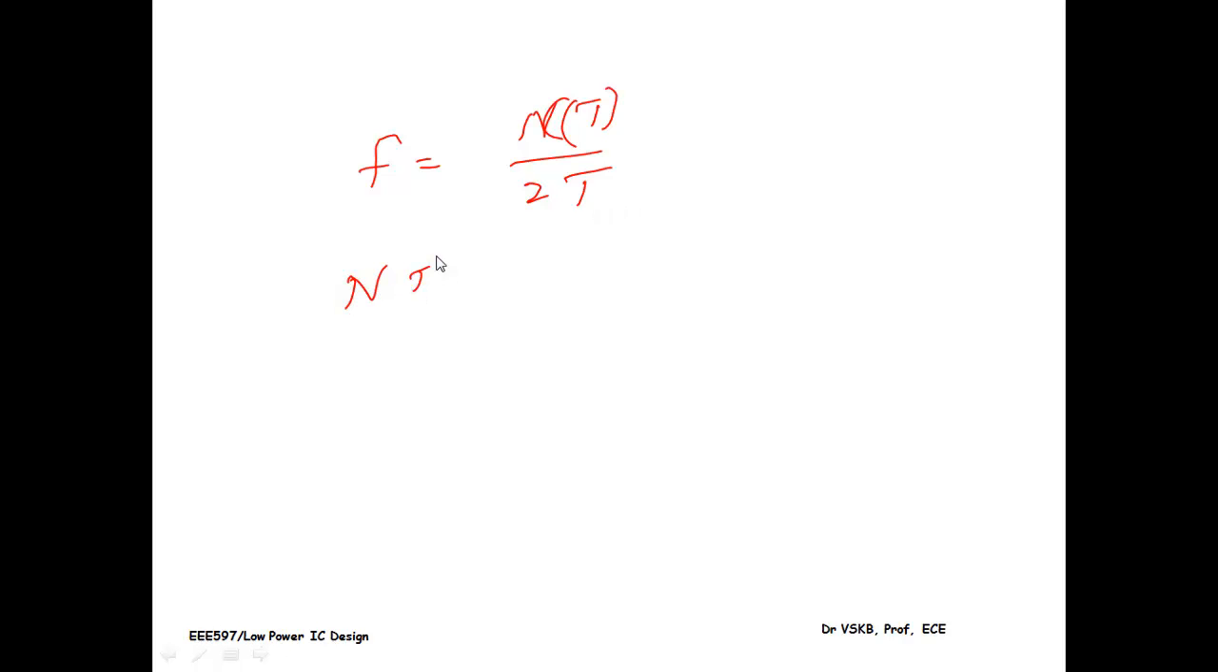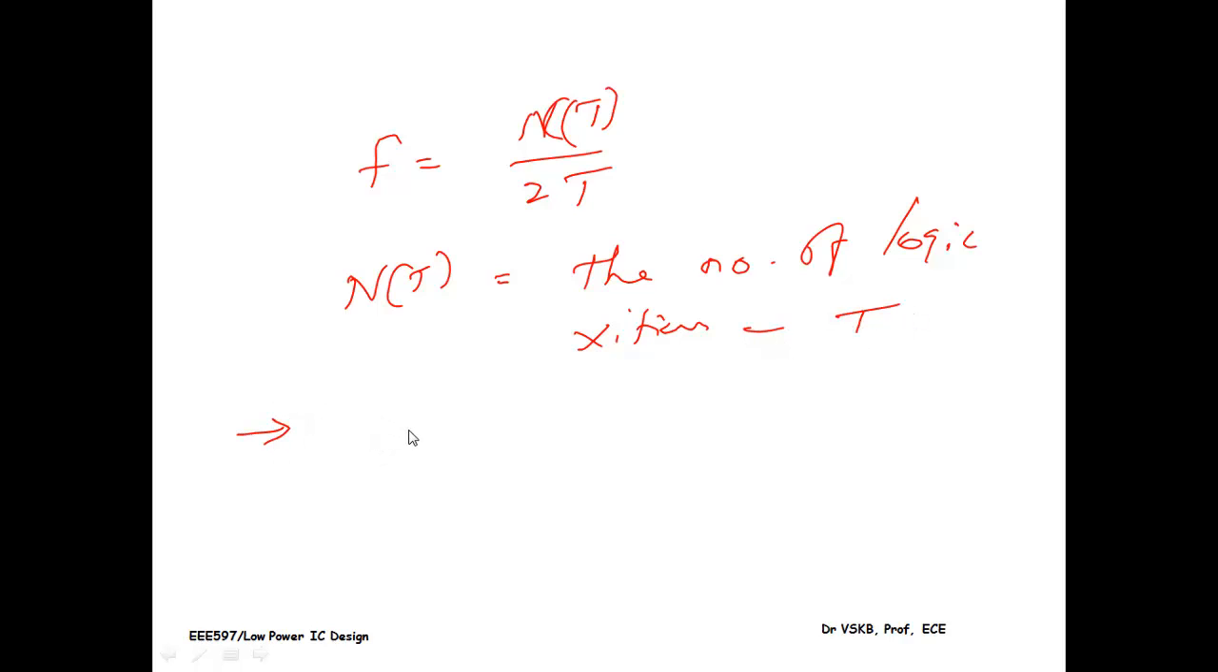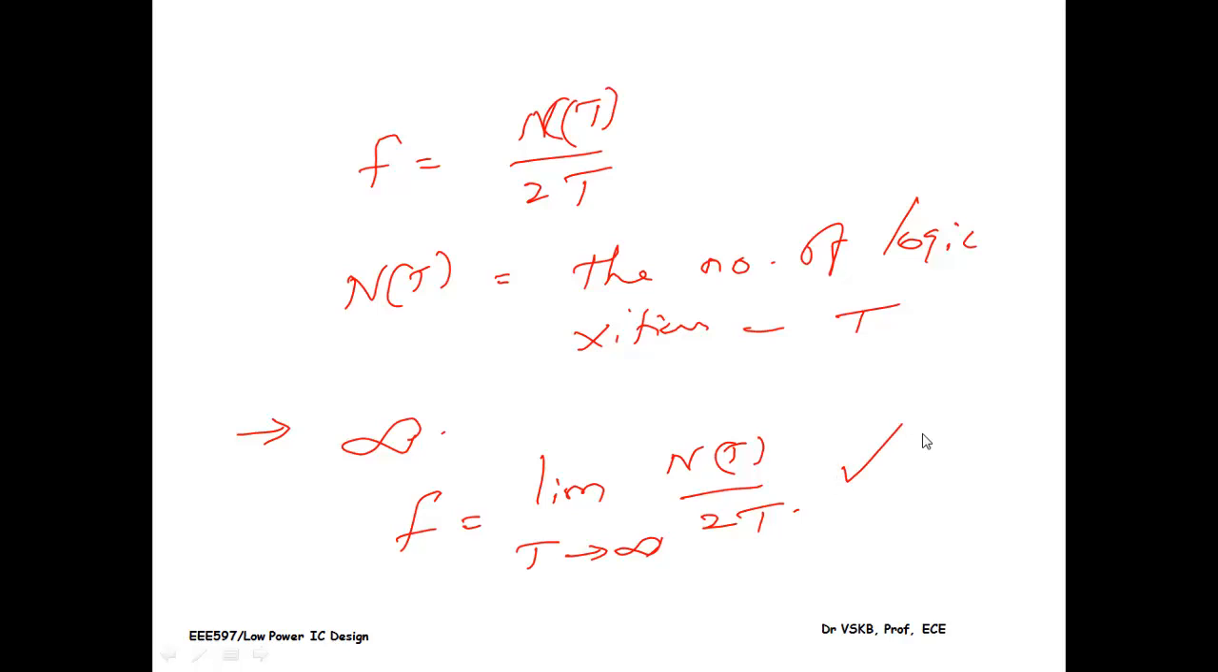Therefore, we specify f is equal to n of t by 2t, where n of t is the number of logical transitions we had over time t. In the continuous signal model we are not actually specifying the time, therefore the time is considered to be infinity. In such a case, with the observation period of infinity, we would call this f as the limit as t approaches infinity of n of t by 2t. And naturally, though we talk of the continuous random logic model, we would normally have our clock signal, and our signals would be considered aligned with the clock signal switchings.